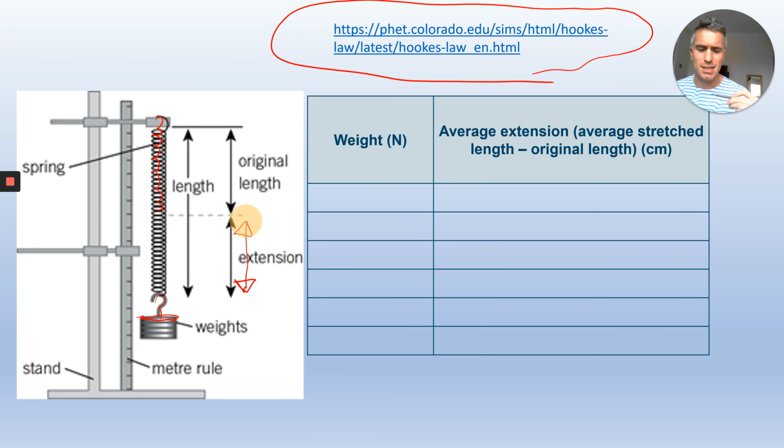That's called its extension. So if originally it was this length, 2 centimeters, and now with all these weights on, it's gone this long, 3 centimeters, its extension is, for example, 1 centimeter. The extension is how much longer the spring has got. You can do that if you do this experiment, or we would do it at school.